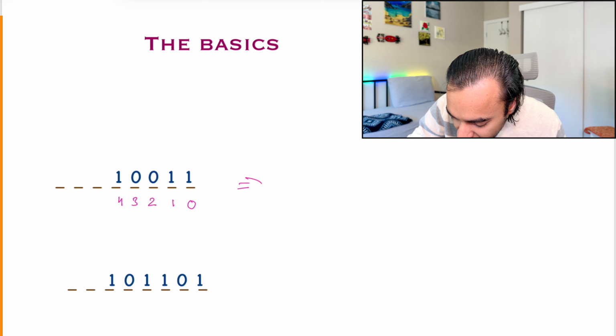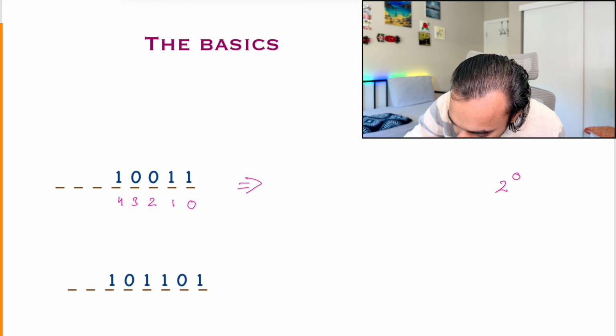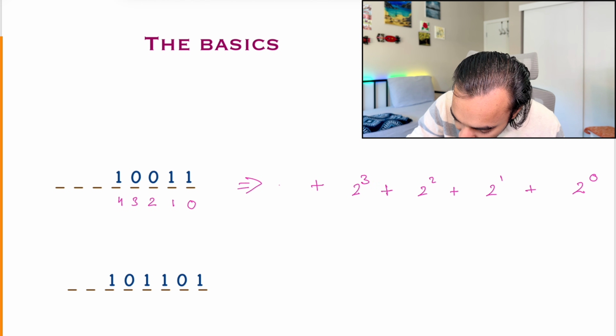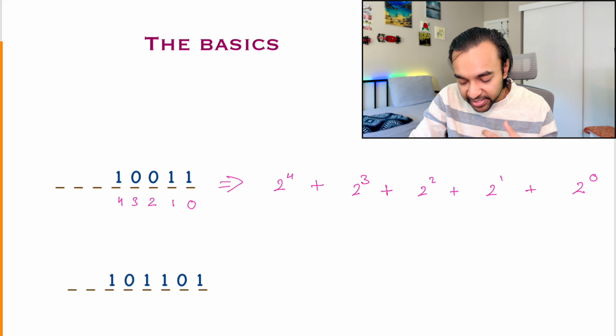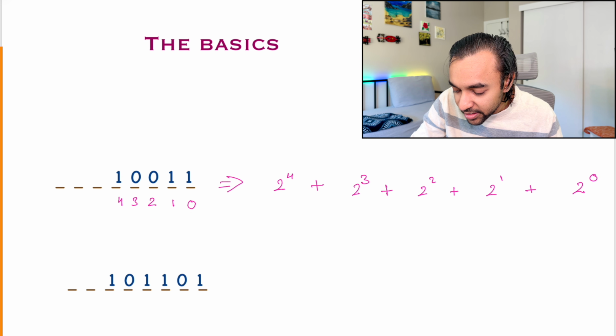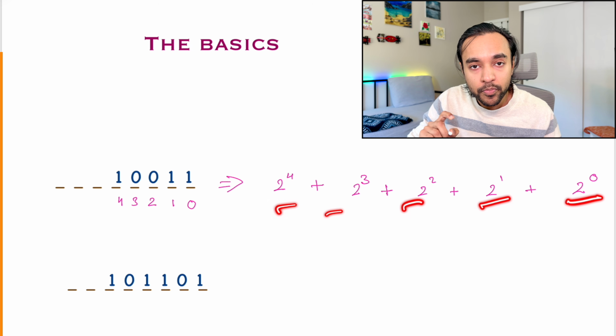To convert it to decimal, what you do is, first of all, you write down 2 to the power of 0, then you write down 2 to the power 1, then you write down 2 to the power 2, and then finally 2 to the power 4. Basically, I have written all of these indices and I have given them power of 2.